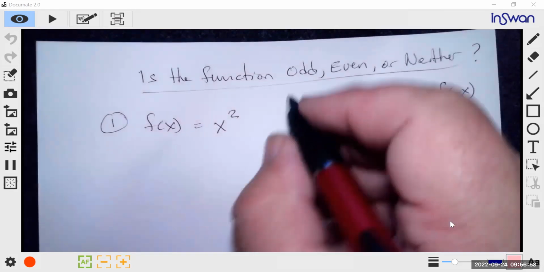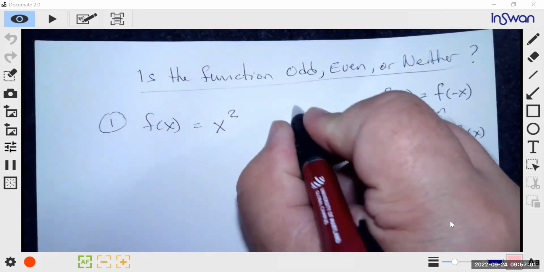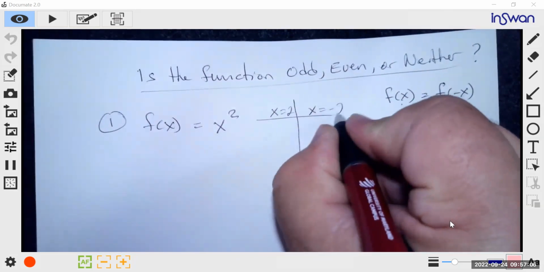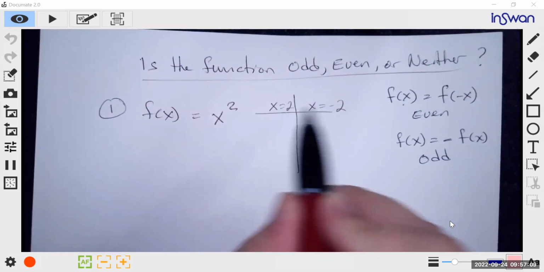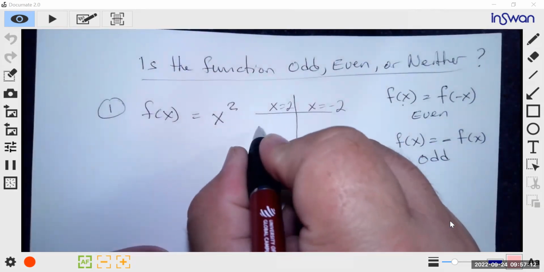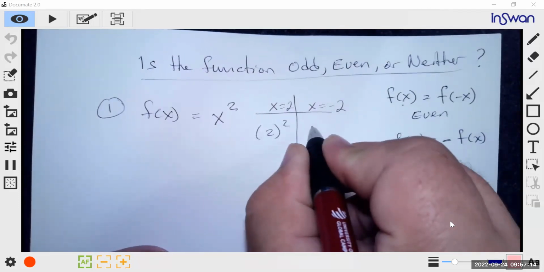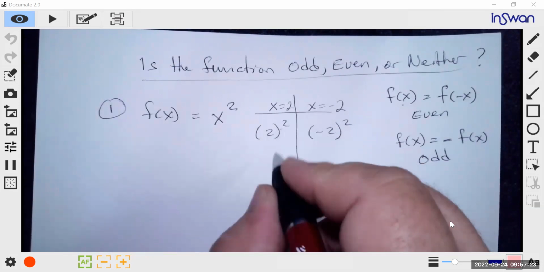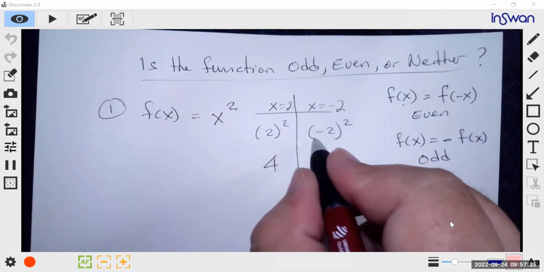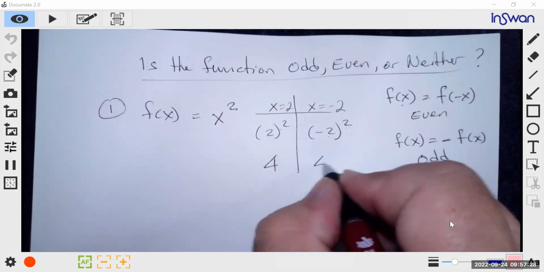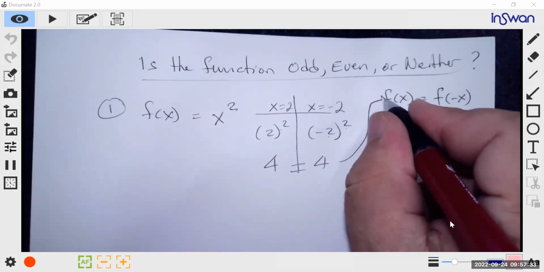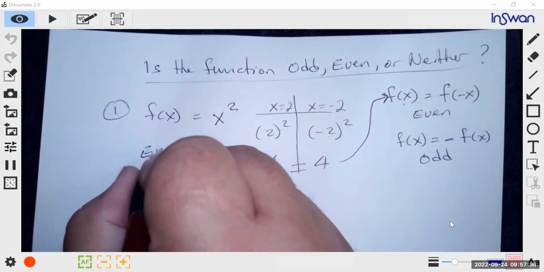So let's look at this. Here's x equals 2, x equals negative 2. That's the way I test it. I have to have the same number but different signs. Whenever you substitute something, always put it inside parentheses. 2 squared is 4. Negative 2 times negative 2 is positive 4. Since those are equal, this is an even function.